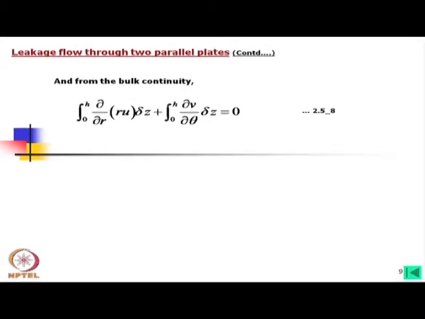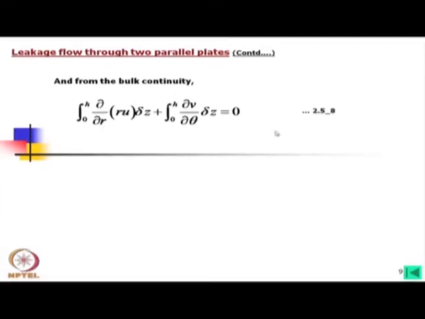What is this continuity? Bulk continuity. This means that in case of incompressible fluid, the amount of fluid entering the capillary passage will go out by the same amount. There will be no accumulation inside the capillary passage. So, that equation can be written in this form. That means, accumulation of fluid inside the capillary passage is equal to 0.